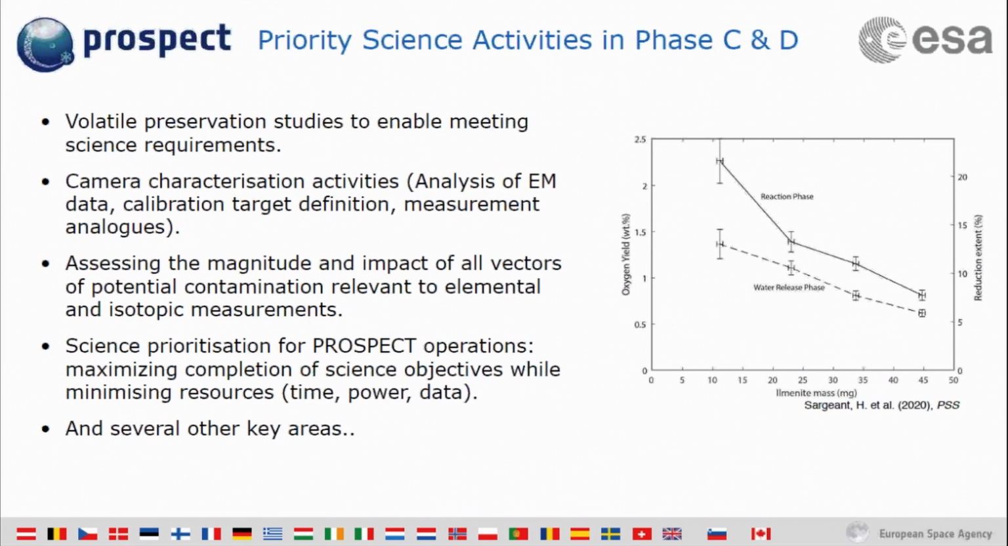During the phase CD, we have some ongoing investigations looking at the volatile preservation and the characterization. A really key thing is understanding the magnitude and the impact of all the different vectors of potential contamination of the volatile samples that we're going to measure, whether those are locally produced on the lander on the moon or introduced during the development and the build. We're also trying to prioritize the Prospect operations to make sure we get the maximum science out in the early phase of the mission, especially.